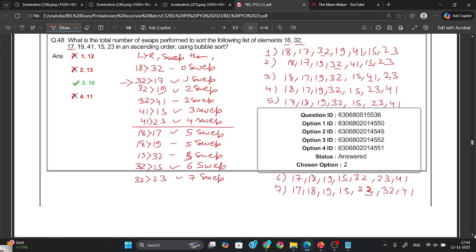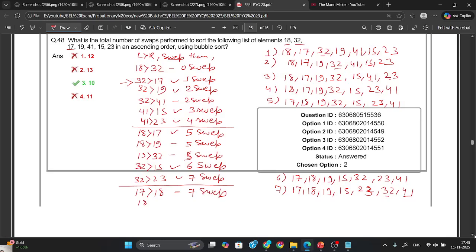Okay, now we have done with 41 because we have got that thing, so no need to swap that one, no need to compare. Again we have to come to the starting. So now we have to compare 17 and 18. 17 and 18 is not satisfying, so we have to stay in 7 swap only.